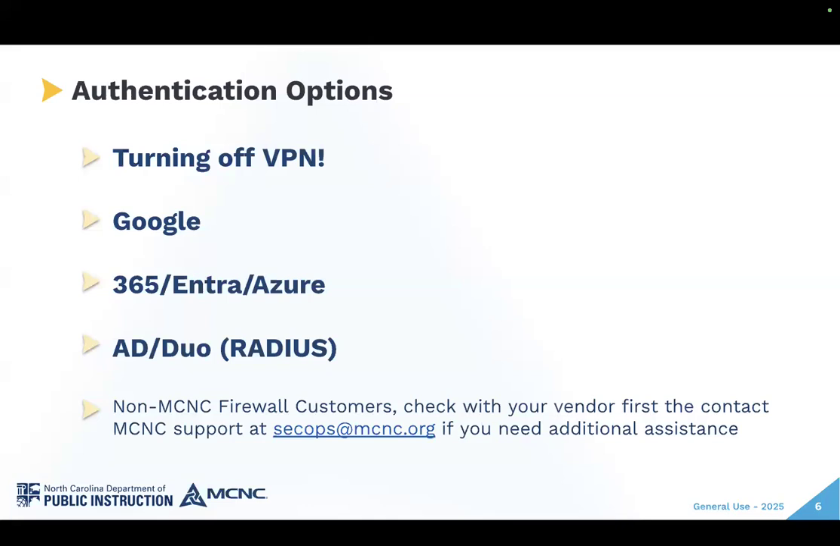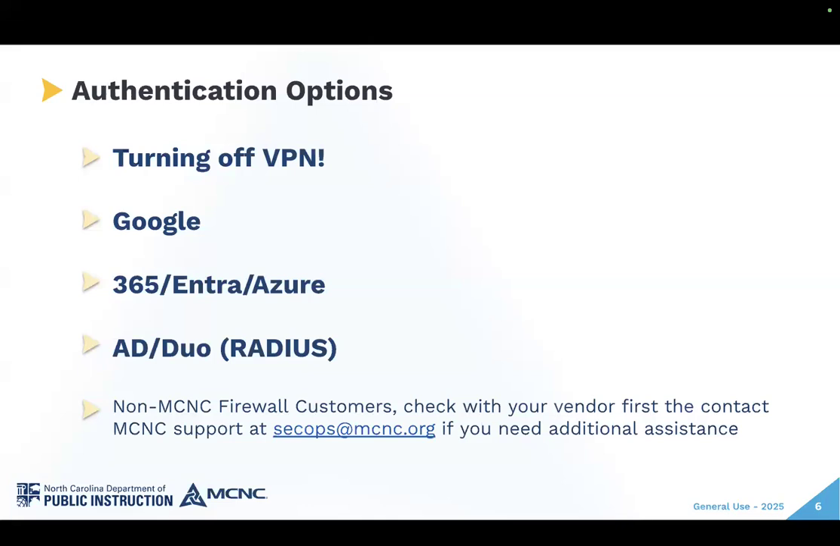But most folks are going with Google. About 95% of our folks are doing Google for the VPN authentication. The rest are doing either 365 Entra Azure in the cloud or Active Directory with Duo, with the RADIUS option. In other words, you set up a RADIUS server, it's pointing to Duo, it's also pointing to Active Directory.